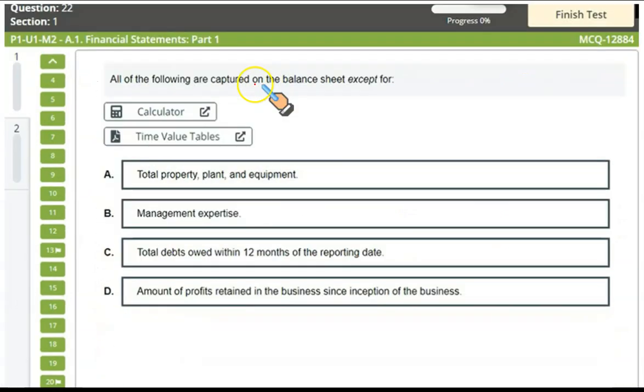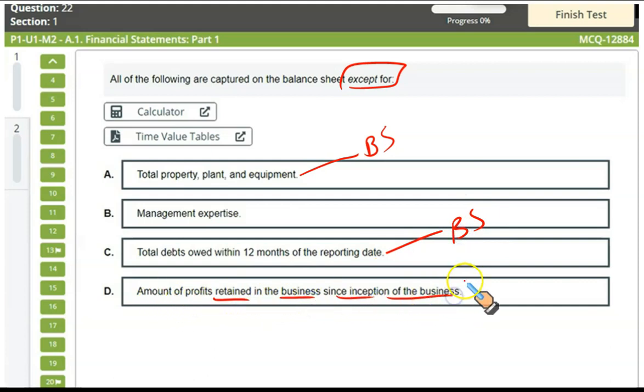B is the answer. All of the following are captured on the balance sheet except one of these. Property, plant and equipment, yes, it is on the balance sheet. Total debt owed within 12 months of the reporting date, that is the current liabilities, it is reported on the balance sheet. Amounts of profits retained in the business since inception of the business, that is another name for retained earning. Instead of writing retained earning, he has given you some mumbo jumbo. Amounts of profit retained in the business since inception, that is retained earning or profit and loss account balance or accumulated profit.